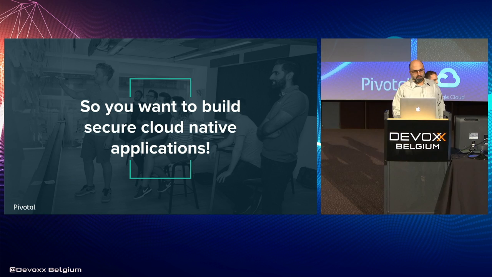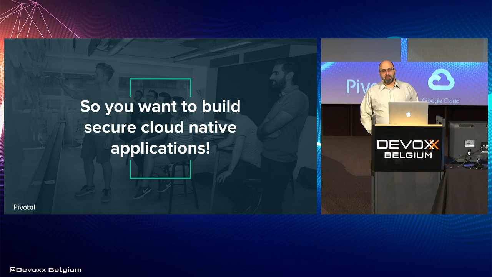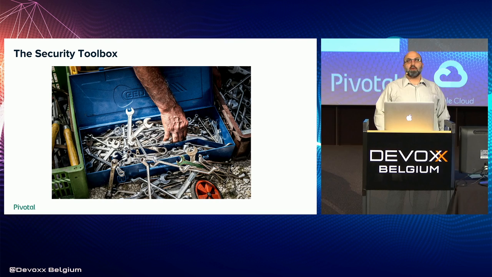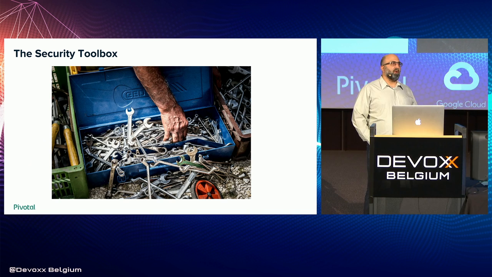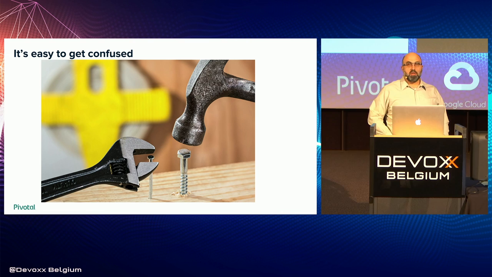Great. Thanks, Joe. So we're assuming you're here because you want to build secure cloud-native applications. And like a lot of developers, when you look in the security toolbox, you find all sorts of tools there. Things like OAuth 2, OpenID Connect, JWT tokens, SAML, Kerberos, all sorts of things. And it can feel a little bit confusing, like what tool should I reach for in what situations? So there's always the danger of being confused and using the wrong tool for the job.